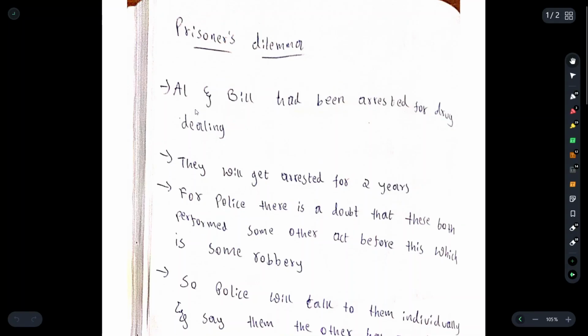Now let us see the prisoner's dilemma. The prisoner's dilemma was not asked in the Semin1 examination, but we can even get a chance of it being asked in our final end sem examination. So now let us treat it like a story. L and Bill are 2 people who were arrested for a drug dealing case. If they both get convicted, they will get 2 years of time in jail.